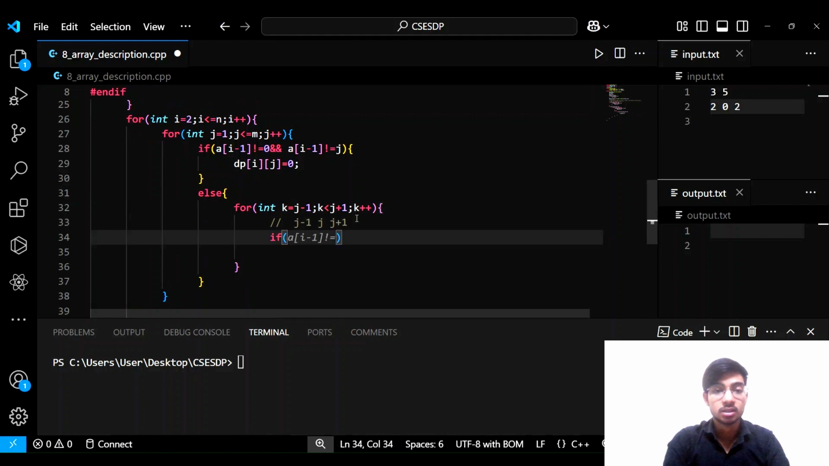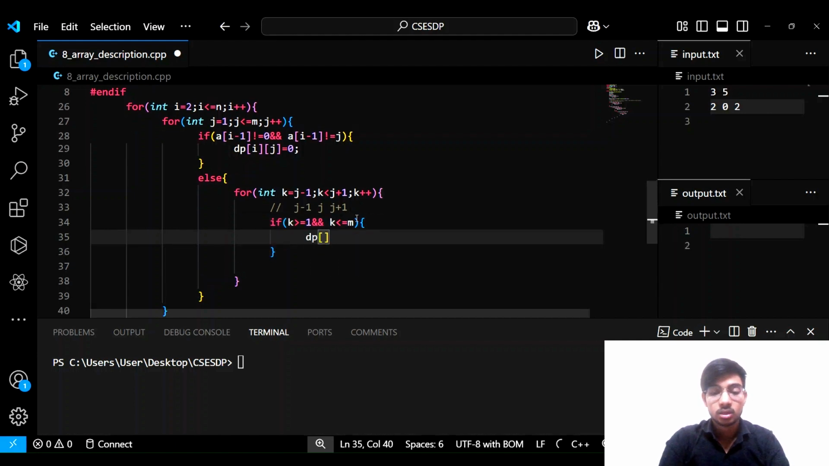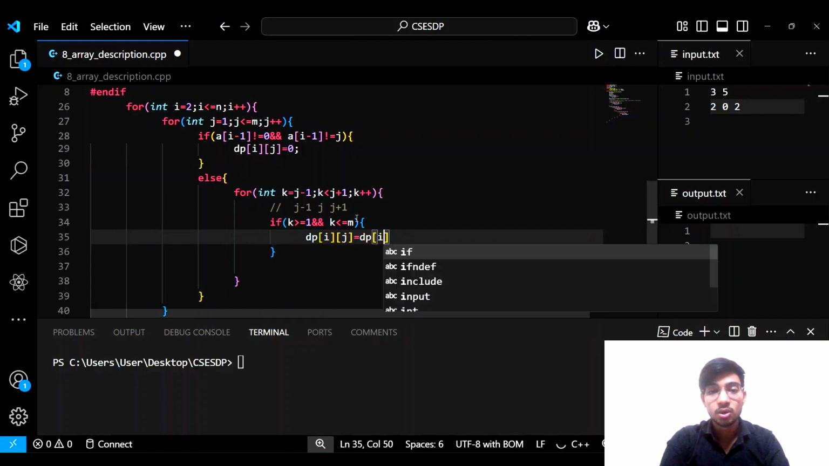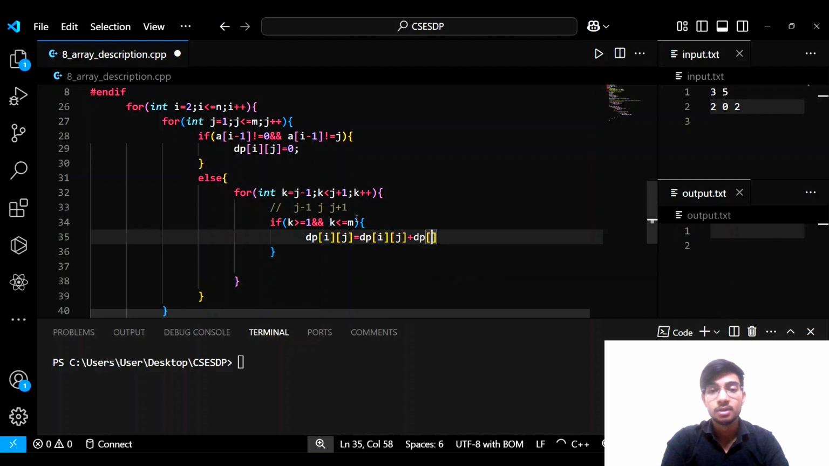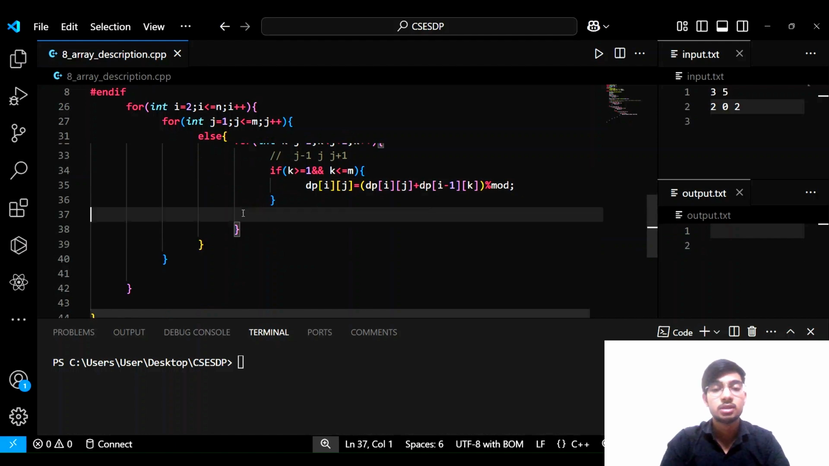So for dp[i][j], when you are going to fill, if it is within the boundary, that is, if k is greater than or equal to 1 and k is less than or equal to m, then you are going to fill it, right? So what will be the transition? dp[i][j] equals dp[i][j] plus dp[i minus 1][k], right? You have to take the mod, percent mod. So this is the transition that you can make.